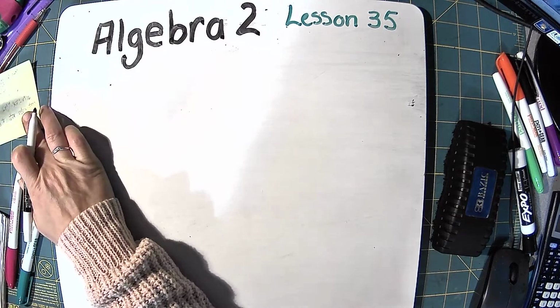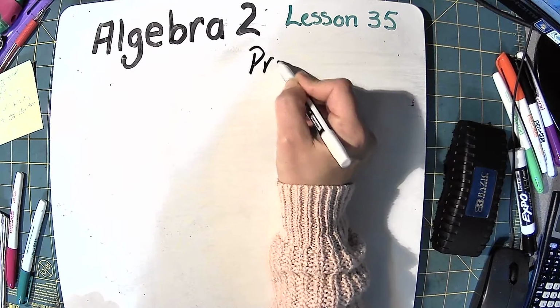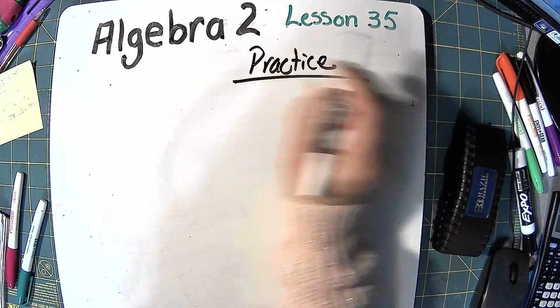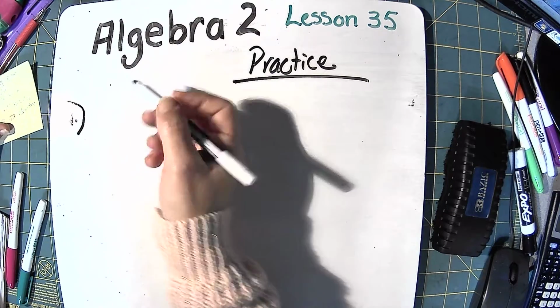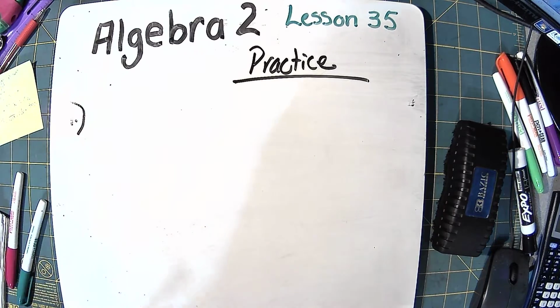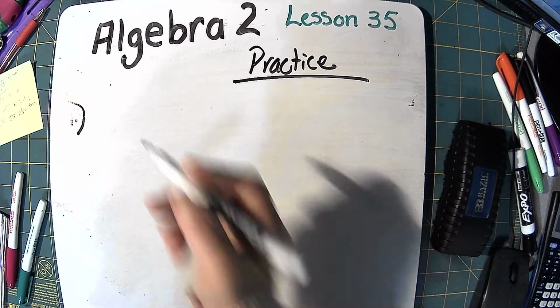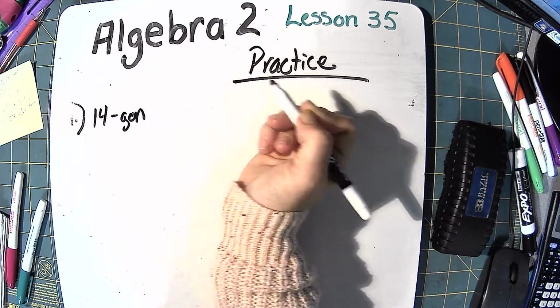All right, any more of those? No. Okay, so do the practice problems, pause the video, and then I'll work on them. All right, so hopefully you pause the video and work the practice problems. This first one says find the sum of the interior angles of a 14-gon. So that 14-gon just means a polygon with 14 sides.